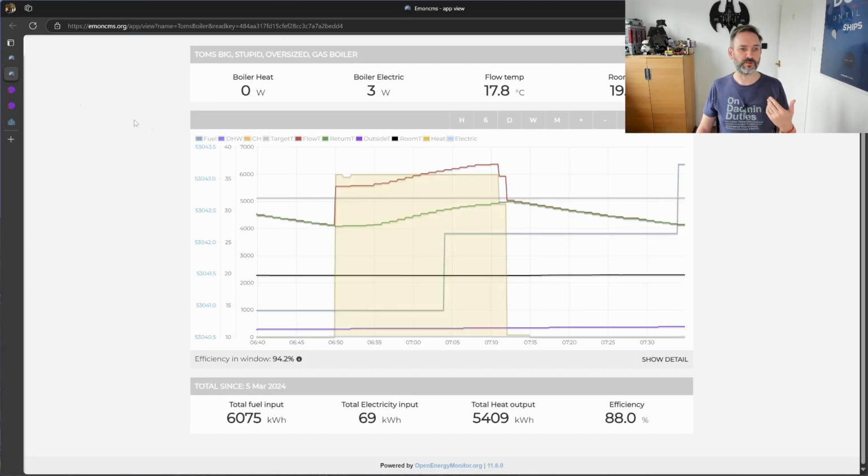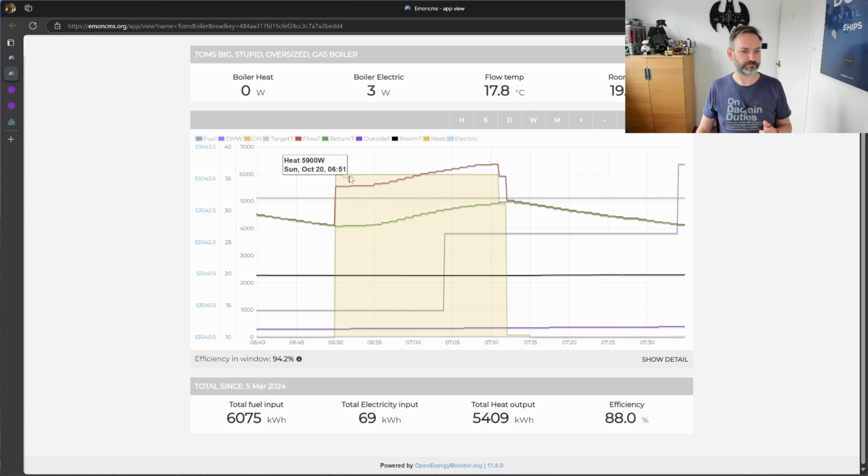Now, if we hop over to a central heating run, this is the 20th of October. So the heating came on at about 6:50 in the morning and ran for 20 odd minutes until it cycled. But again, if you look down here in the corner, you'll see the efficiency now is actually 94.2%. So we're on the way to sort of 95. With condensing boilers, I think 95, 96 is probably as good as it can get.